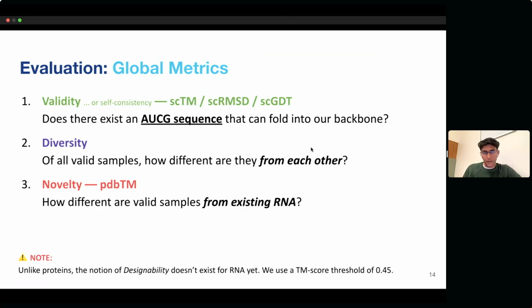Here's a word of caution: unlike proteins that have gone through experimental validation, there's no real notion of designability for RNA yet. We haven't really seen AI-designed RNA go into wet labs, at least publicly. So that's why we call it validity or self-consistency. And we use a TM score threshold of 0.45. The medicinal chemistry literature says that RNA with a TM score above 0.45 have the same global fold, given how flexible these RNA are in general.